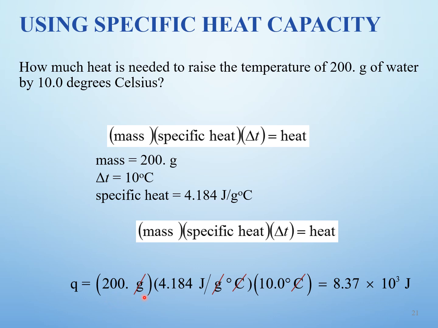So 200 grams times 4.184 joules per gram Celsius. So the grams and this gram cancels off because this is on the top, that's on the bottom. And the Celsius here is on the bottom over here, and that Celsius is on the top, so they cancel off too. Okay, so our answer is going to be left over in joules, and it's going to be 8.37 times 10 to the power 3 to signify 3 sig figs right there.